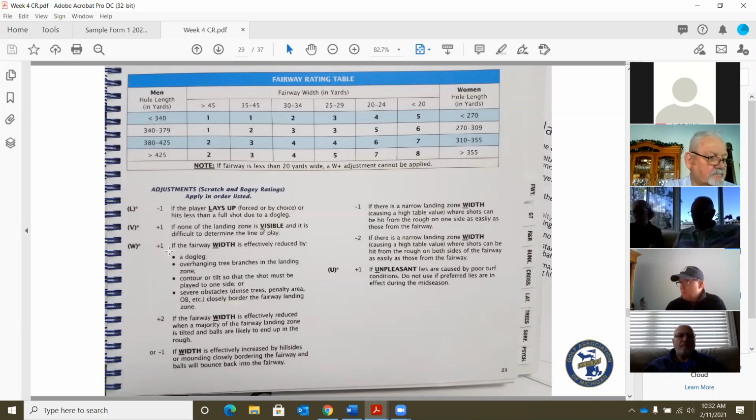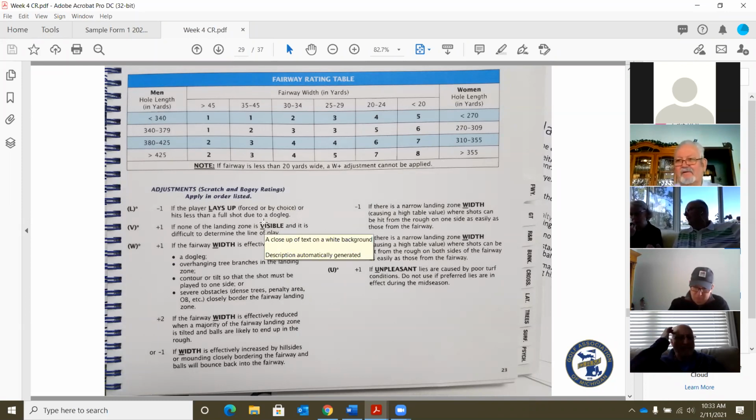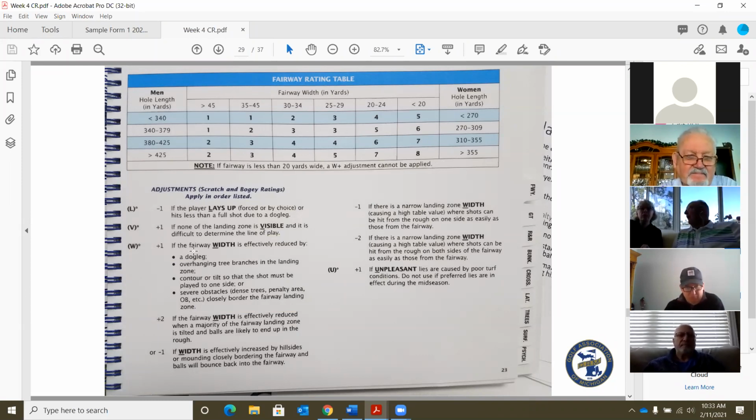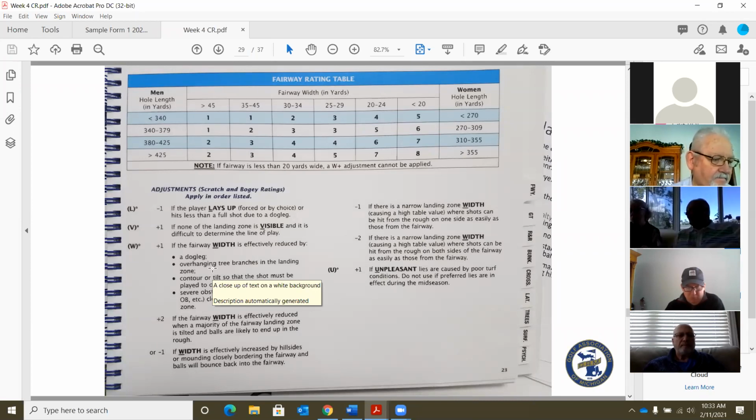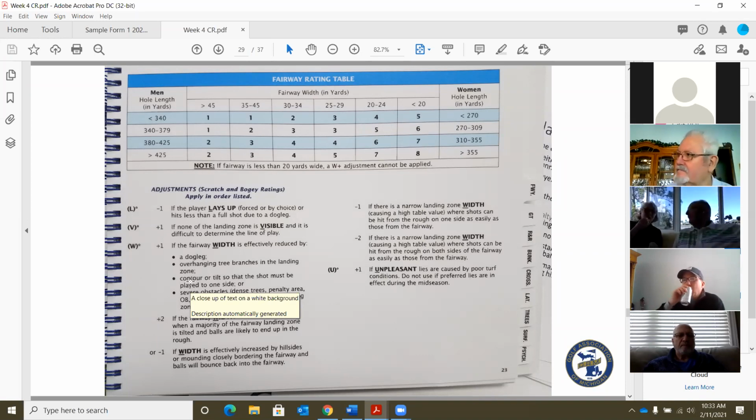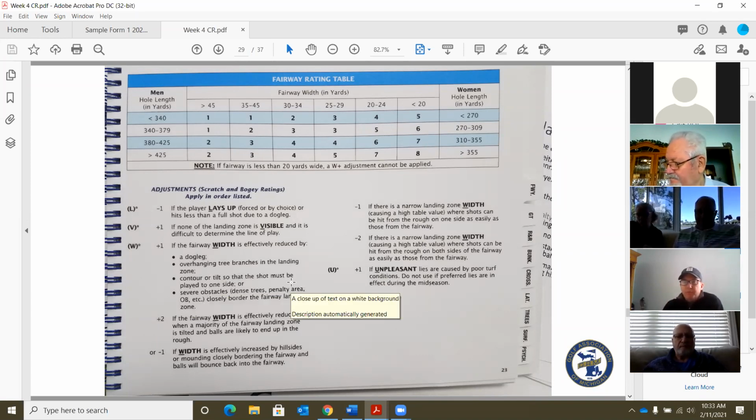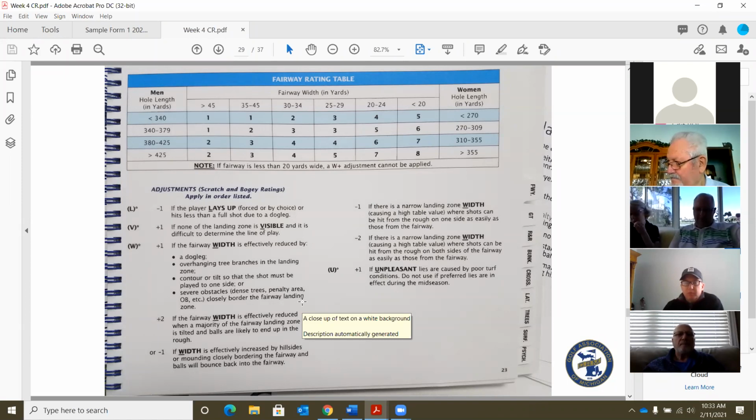Before I talk about W adjustments, there's a note here at the bottom of the table. It says if the fairway is less than 20 yards wide, a W plus adjustment cannot be applied. So just keep that in mind when we're talking about W pluses. If it's less than 20, you cannot have a W plus. A W plus would come into play if the fairway width is effectively reduced by a dog leg, or if there are overhanging tree branches in the landing zone. That's very common, especially at a lot of the courses that we go to that are narrow and short. They typically do have a lot of trees that are close to the edges of the fairway. We also look at the contour of the tilt so that the shot must be played to one side, or severe obstacles, dense trees, penalty area, out of bounds that closely border the fairway landing zone.